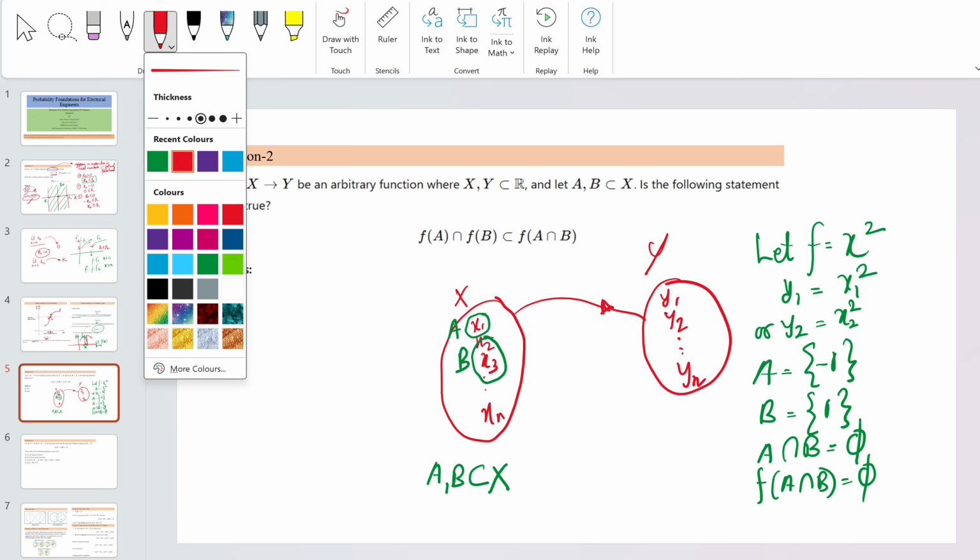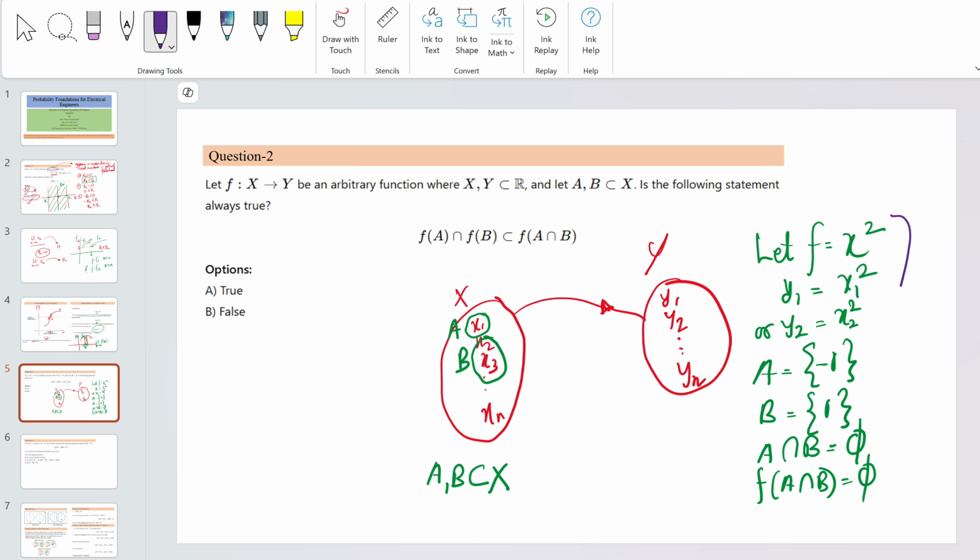Okay, I have taken one example here. If f is equal to x square, y1 will be x1 square, y2 is x2 square. Consider the subset A having one element, -1, and B having the element 1. A intersection B is empty (phi) because the elements are different in both subsets, and the function of A intersection B will be phi. This is what we got from the right hand side.